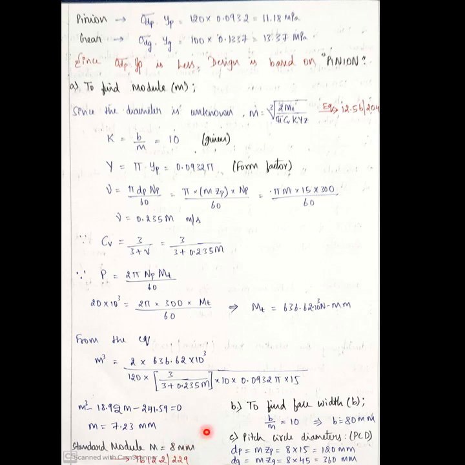Now he is asking to find the face width. We know from this equation b by m is equal to 10. If m is known, you can calculate the value of b. Now b is 80. Similarly, the pitch circle diameter is asked. Pitch circle diameter is d p, as I told you, m is nothing but d by z. If you substitute m into z, you will get d p. P is with respect to pinion, g is with respect to gear. So if I substitute, we will get the pitch circle diameters of pinion and gear.